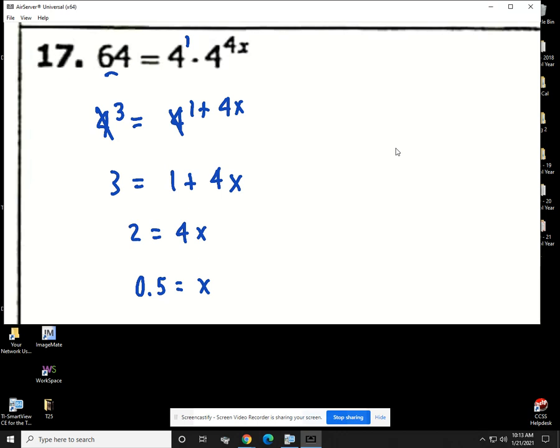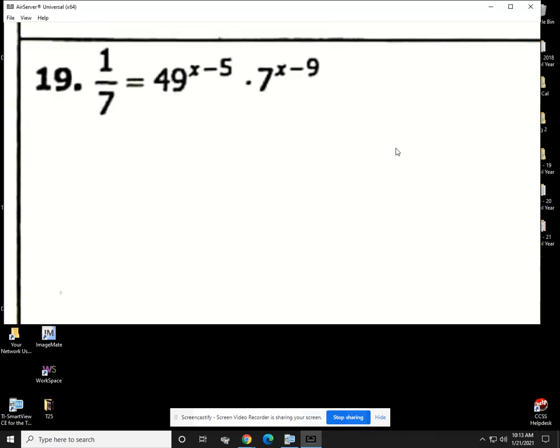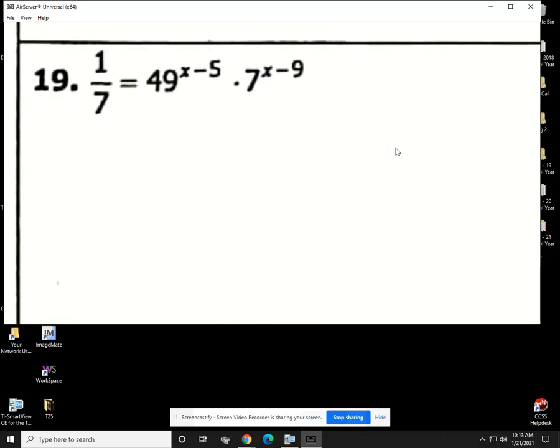All right, last one. Got a bunch going on here. You got 1 over 7 as a base. You got 49 as a base. You got 7 as a base. Anybody see the common? 7, right? How do we make 1 over 7 a 7? 7 to the negative first. That's how you take a fraction and make it turn back up as the reciprocal 7. Okay? 7 to the negative first.